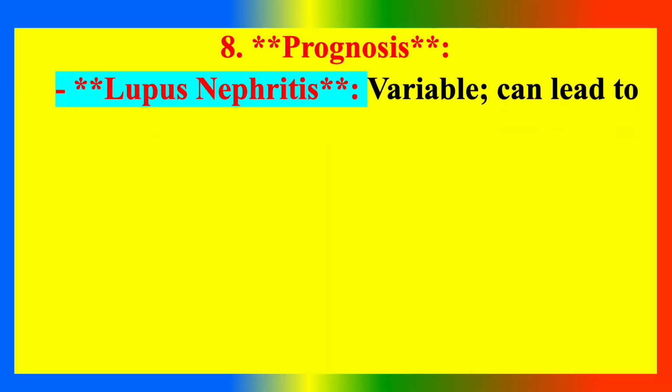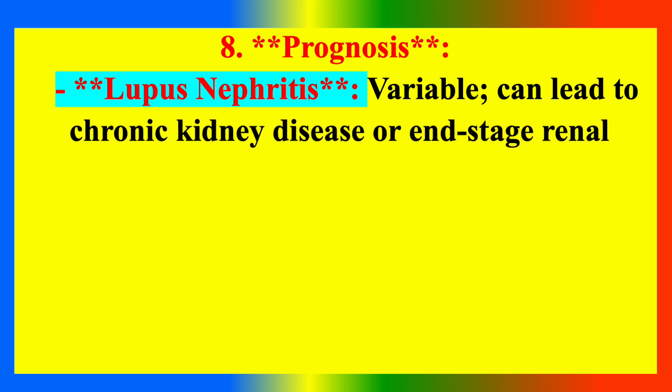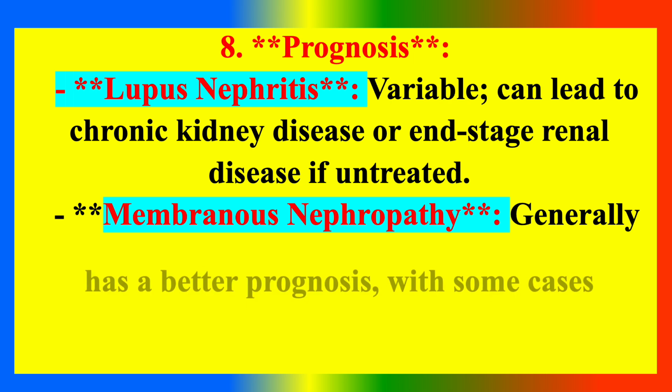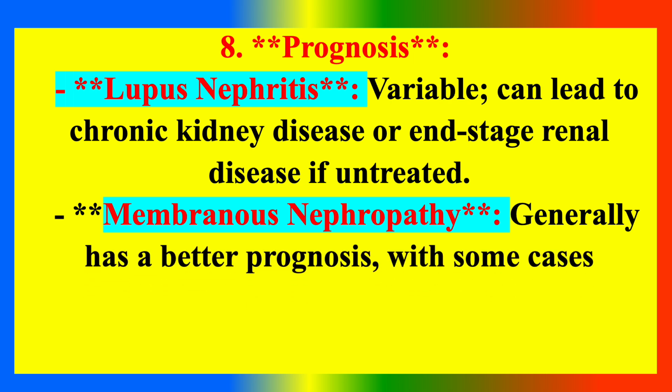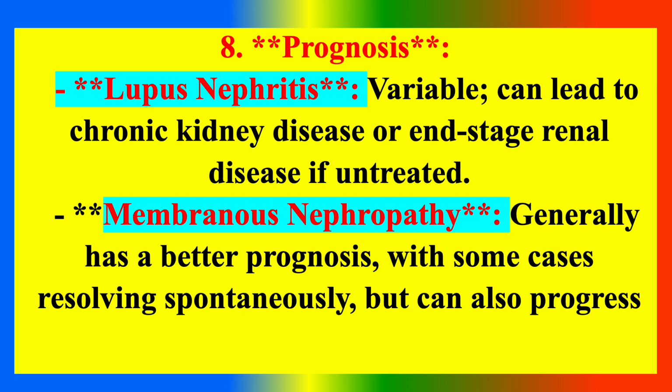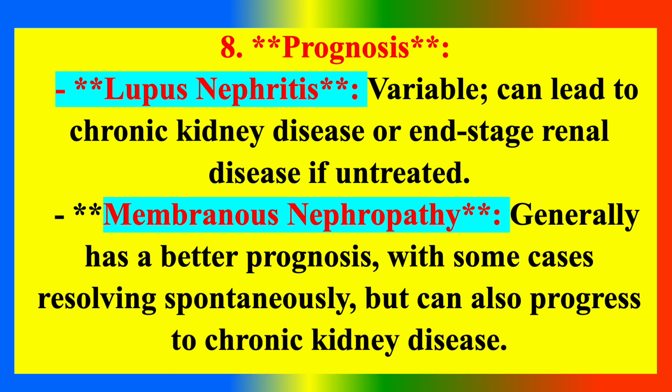Eight, prognosis. Lupus nephritis is variable and can lead to chronic kidney disease or end-stage renal disease if untreated. Membranous nephropathy generally has a better prognosis, with some cases resolving spontaneously, but it can also progress to chronic kidney disease.